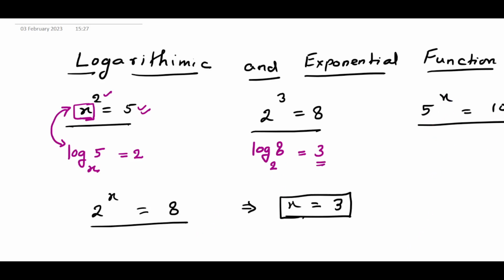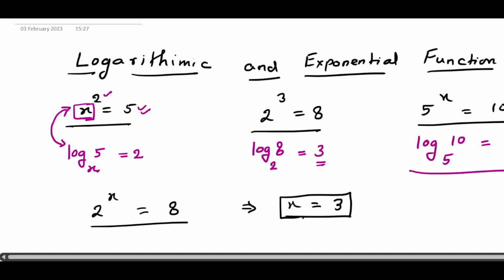Here 5 power x is equal to 10. Someone else, Michelle, are you there? Tell me how I will write it in log. What will I say? 5 power x is equal to 10. Log 10 to the base 5 is equal to x. Okay, wonderful. So you have a basic idea of how we define log, right?